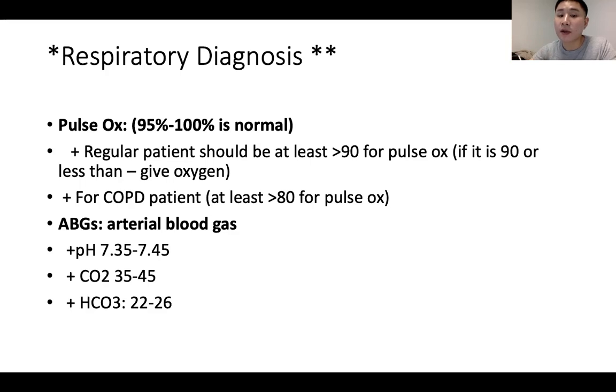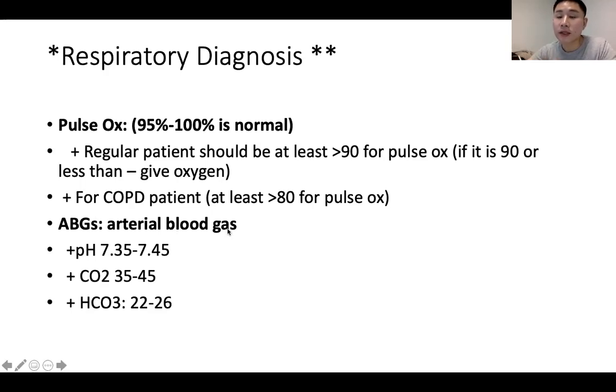So that's why if they are more than 80%, then they are okay. But if less than 80, that's when we are concerned. All right, ABG is arterial blood gas. This is very important. It will follow you guys up until the end of the semester.